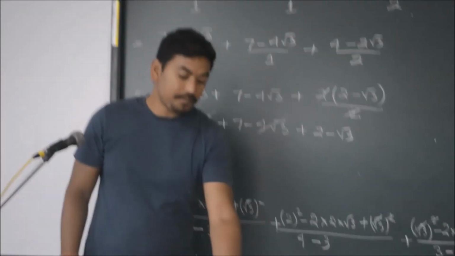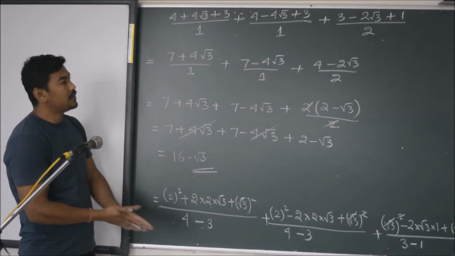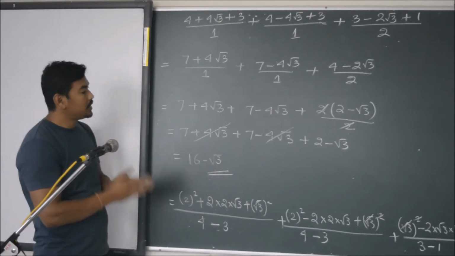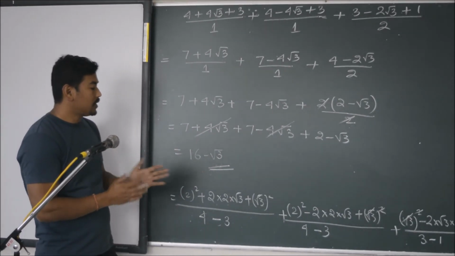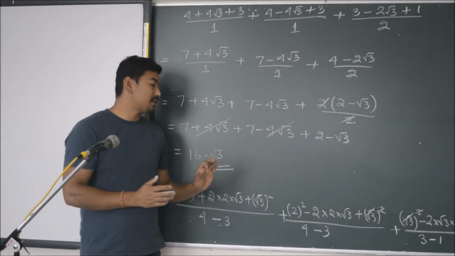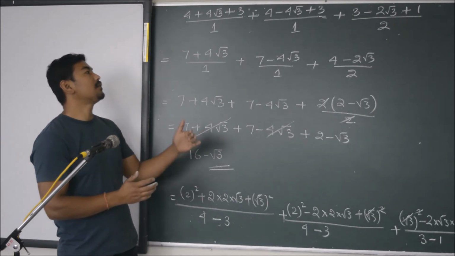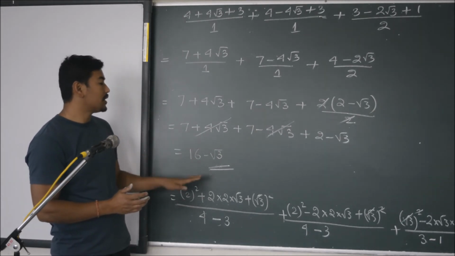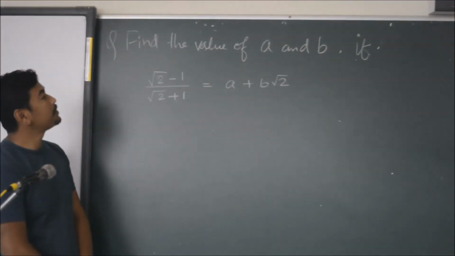So dear student, these questions seem to be long, but don't worry, they are simple things. Actually, what you have done is simply rationalize the denominator in each part, and you continue it. Finally, you are going to get the answer. Okay, let's come to a new type of question.